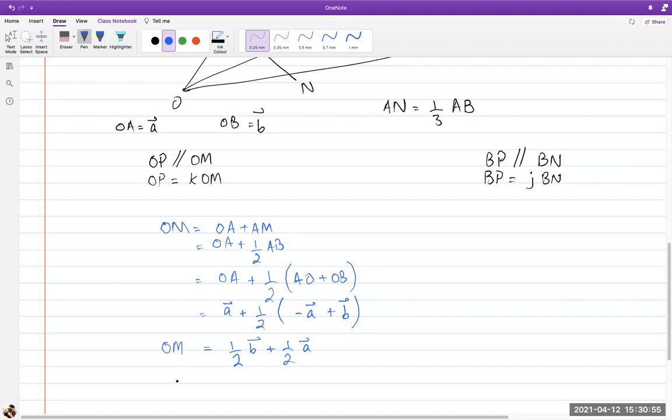OM मिल गया तो OP बड़े आराम से निकाला जा सकता है. OP is just K times this whole thing. Right?